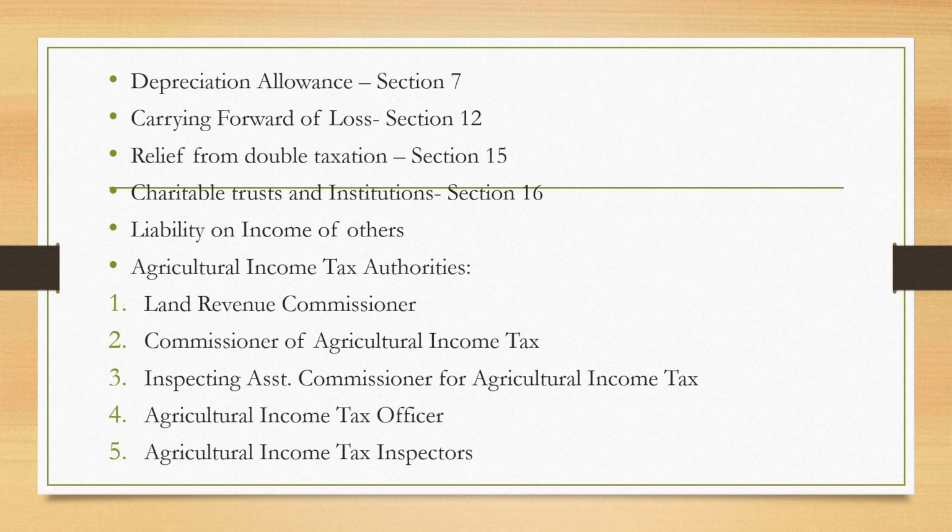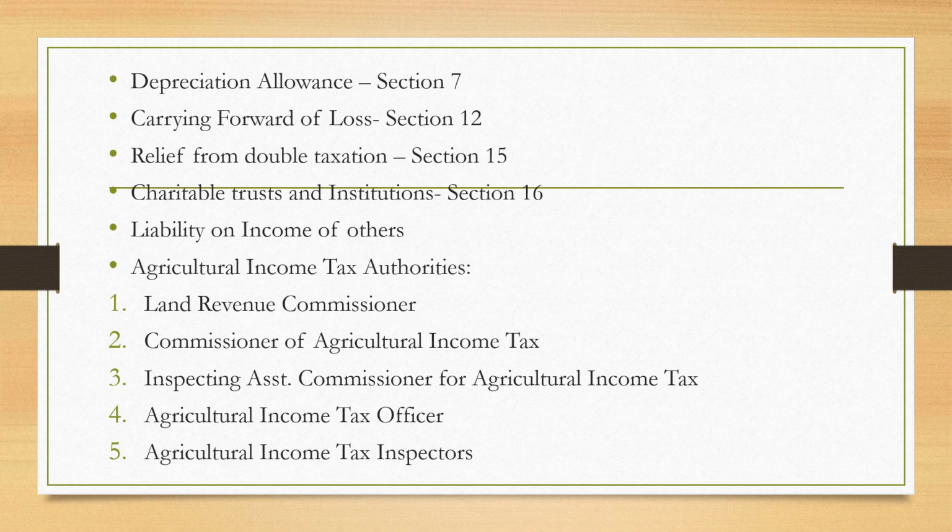Now, carrying forward of loss. That is in section 12, carrying forward of loss, where any person sustains a loss as a result of computation of agriculture income in any year, the loss shall be carried forward to the following year and set off against the agriculture income of that year. And if it cannot be wholly set off, the amount of loss not so set off shall be carried forward to the following year, and so on. But no loss shall be carried forward for more than 8 years. So carry forward is limited to 8 years.